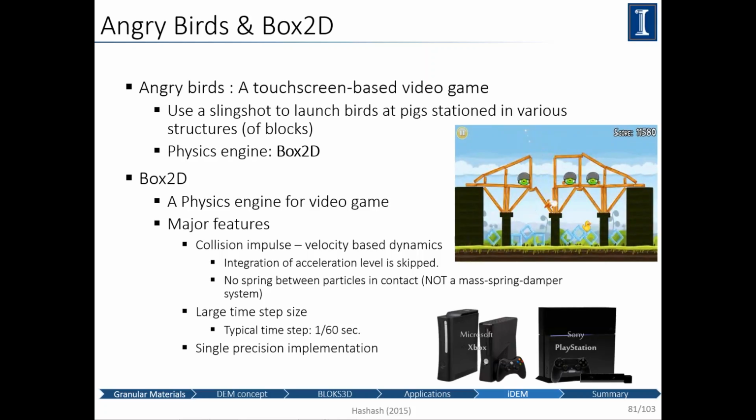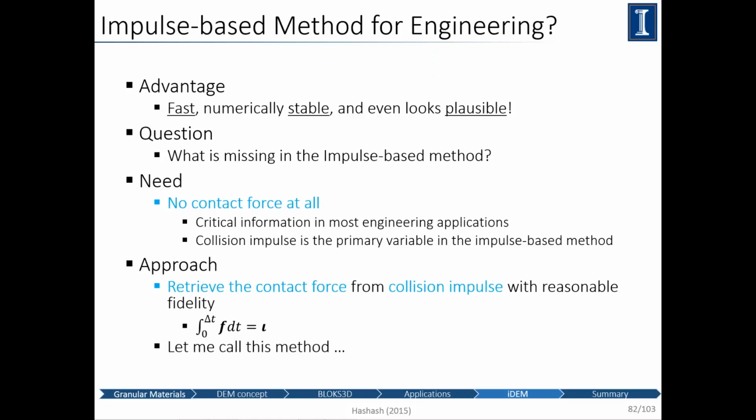So what we decided is, okay, the advantage is that it's fast, numerically stable with large time step, and looks plausible. And honestly, to think that we can exactly know the position of a particle in an assembly, we have a phenomenon of chaos and so on. So what is missing in the impulse method? No contact force at all. We don't have the forces. But this is critical information for us as engineers.